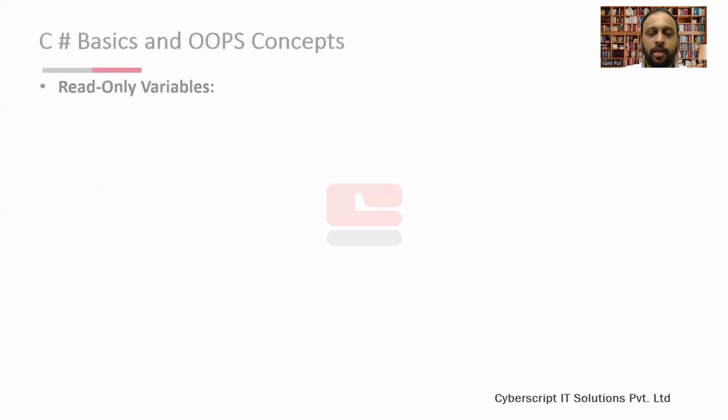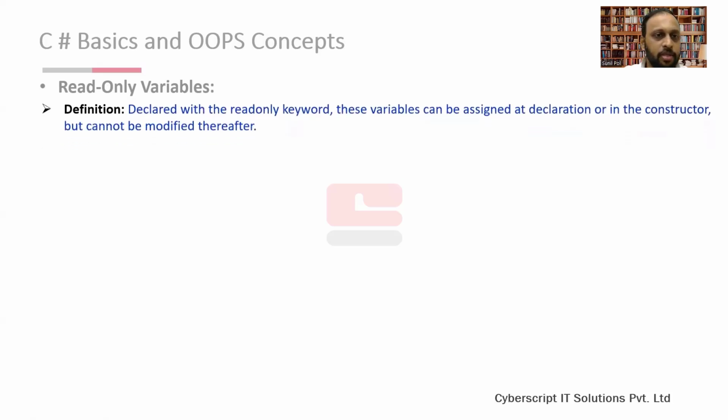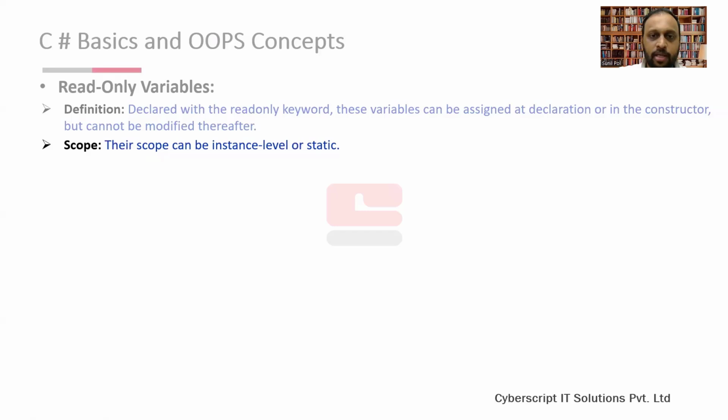Read-only variables. Read-only variables are similar to constant variables, but we can modify the value of read-only variables at runtime as well with the help of a constructor. But after that, that value cannot be changed further. So what are read-only variables? Declared with the readonly keyword, these variables can be assigned at declaration or in the constructor, but cannot be modified thereafter. What is the scope of the read-only variables? Their scope can be instance level or static level.